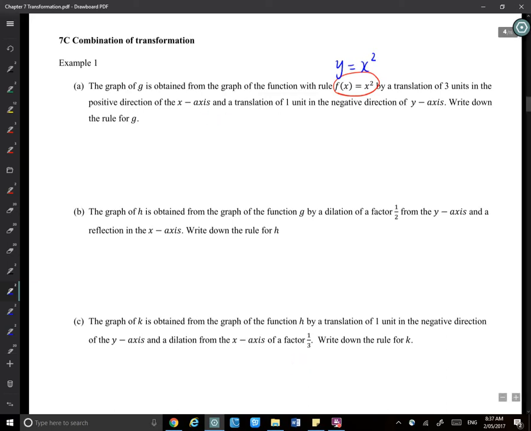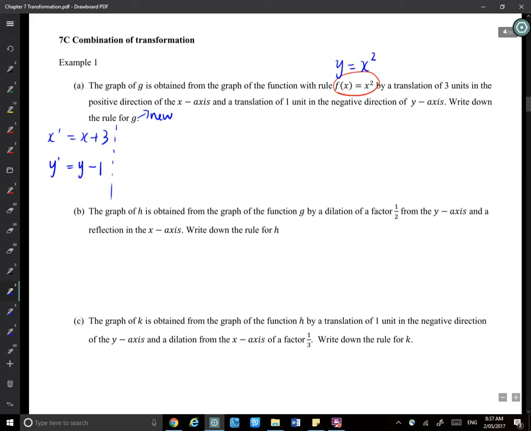Let me write to this corner because I want to save some space. So y dash equals y, a negative direction will be the old y subtract 1. The original graph goes down by 1. So y dash equals y minus 1. Write down the rule for g(x). For g(x), that's the new function, the resultant function.